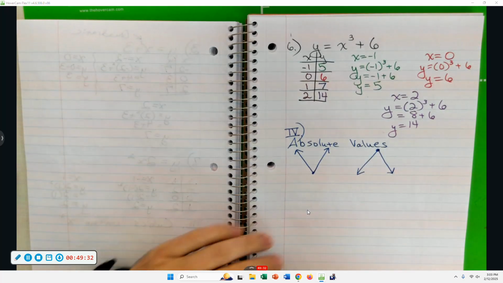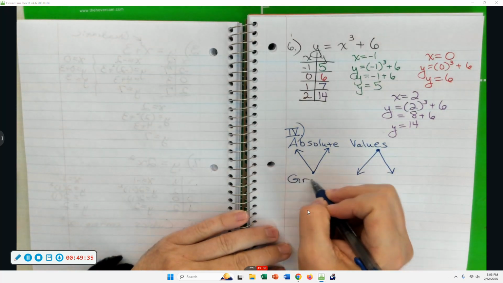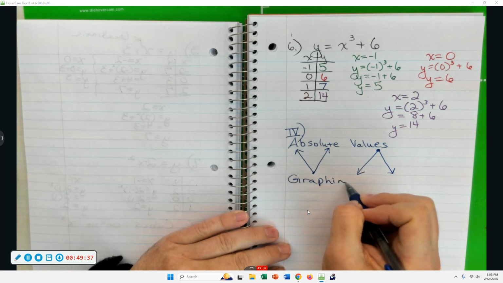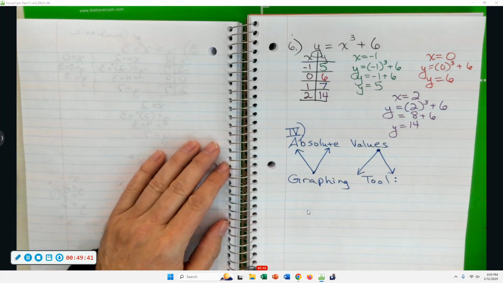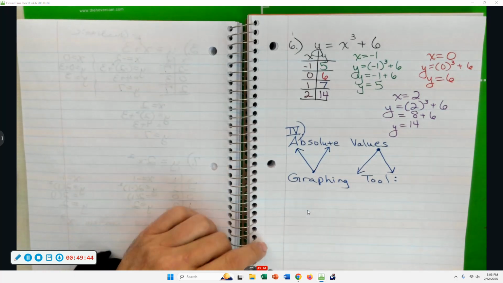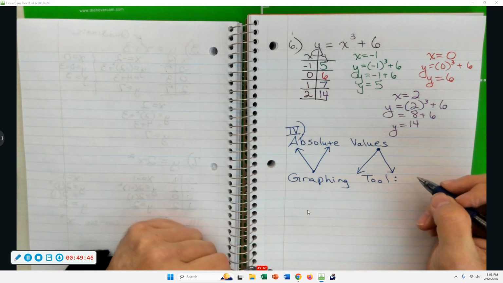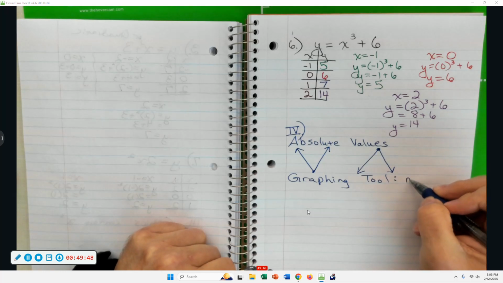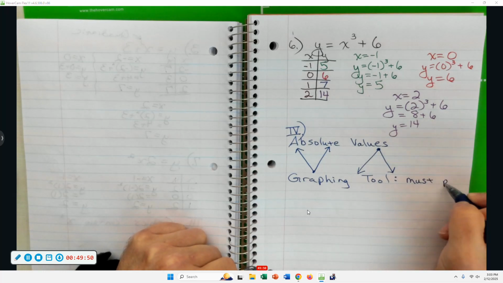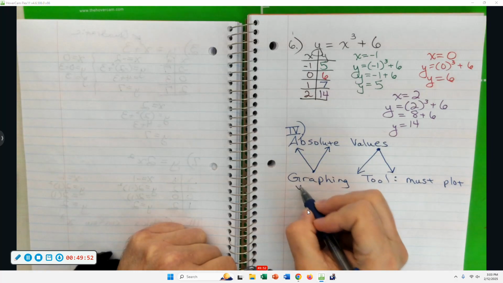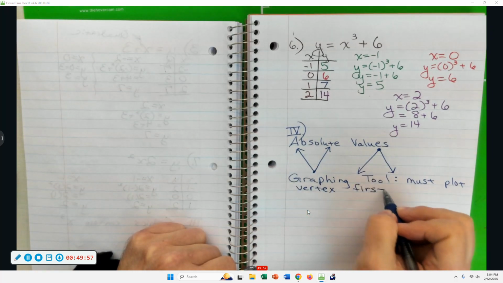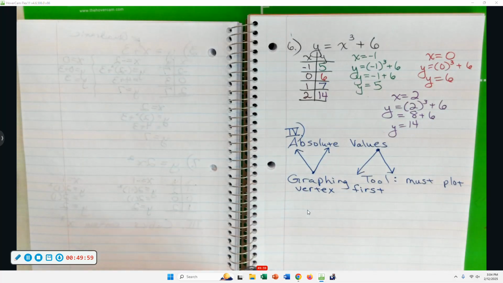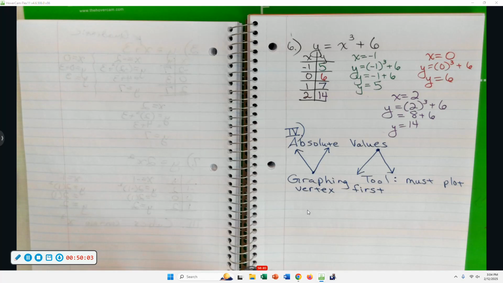And here's the thing, for the graphing tool, you can't just plot the points in the order in which you find them. You must plot the vertex first. So you're going to have to figure out which point is the vertex. That means you're going to need to know which ordered pair is the vertex.